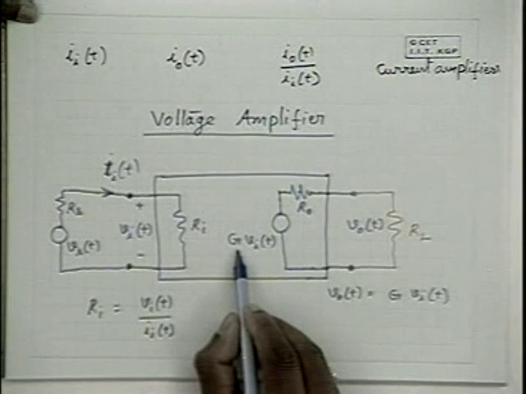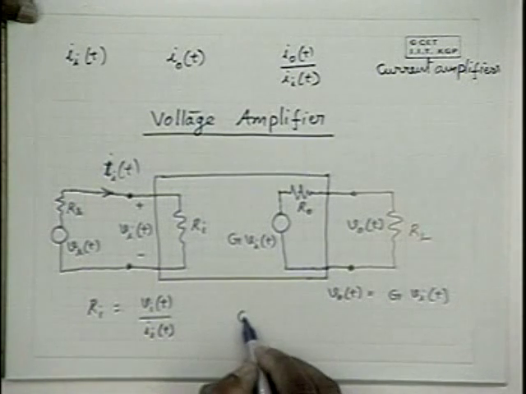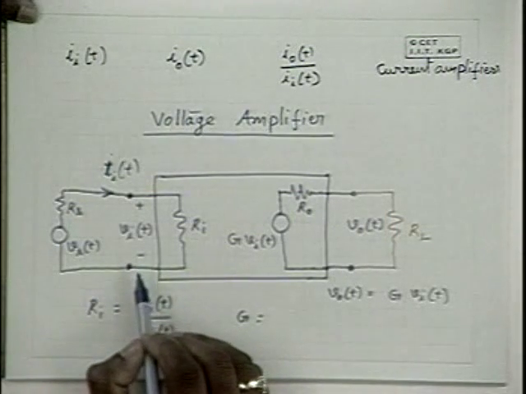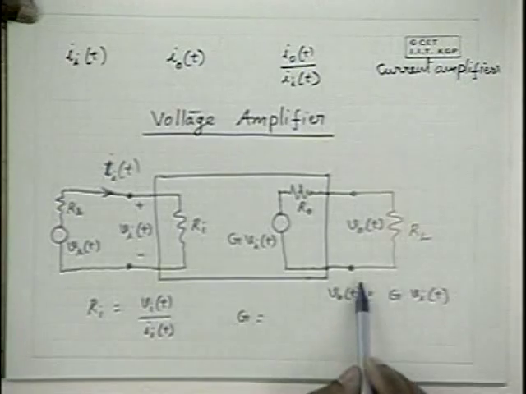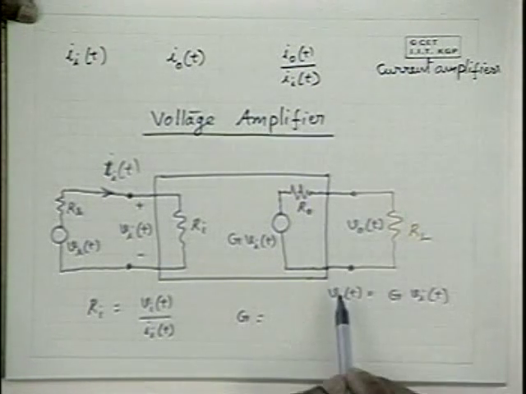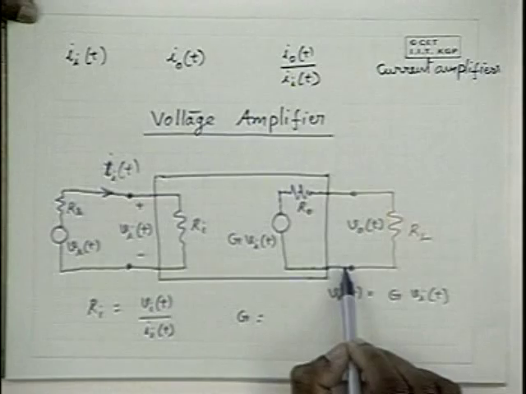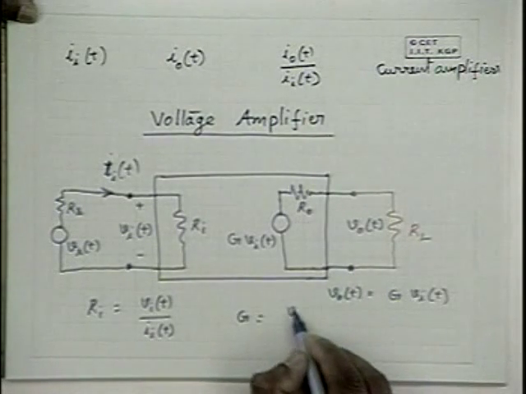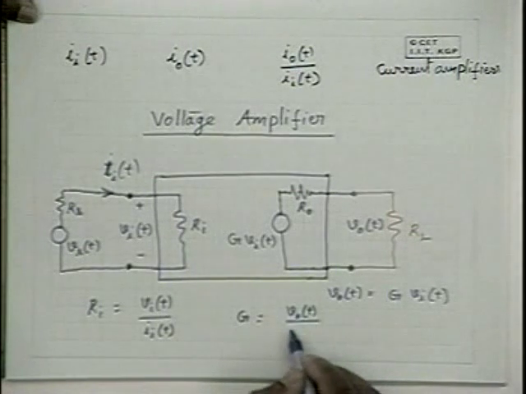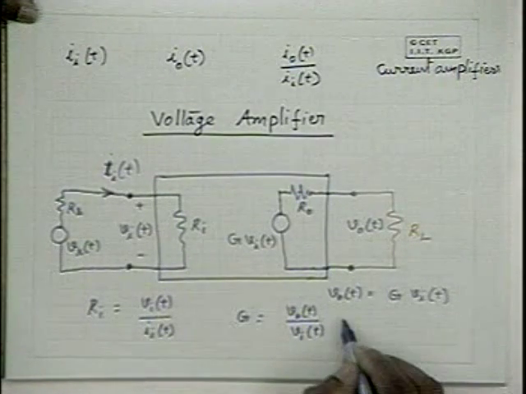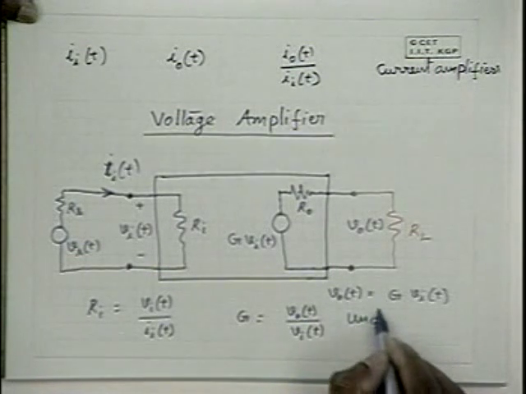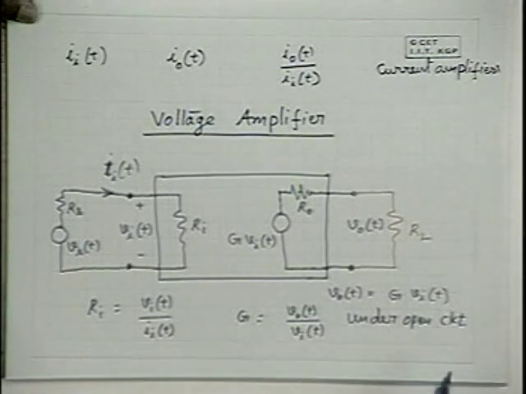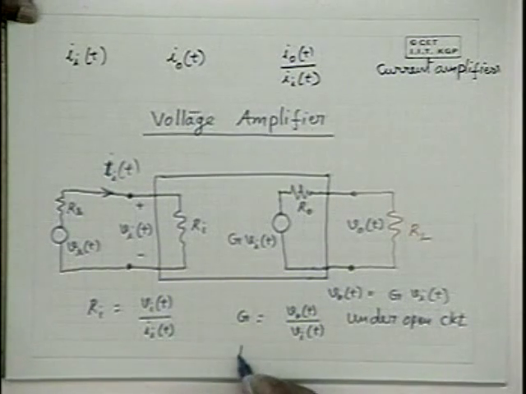Then what about the gain G? How do you determine gain G if an amplifier is given to you? Apply an input signal VIT, open circuit the output, and measure the output voltage. Under open circuit, the output voltage is going to be VOT. Therefore, the output voltage under open circuit divided by the input voltage gives you G.